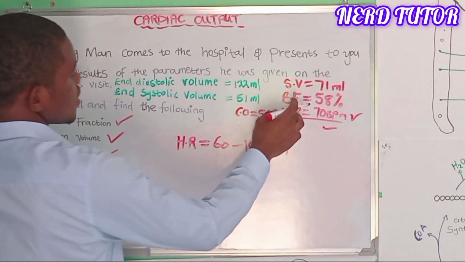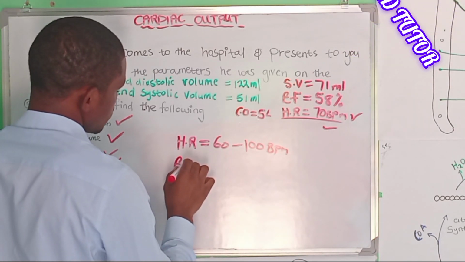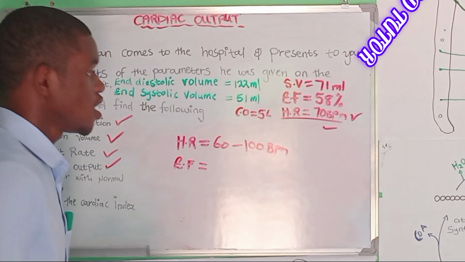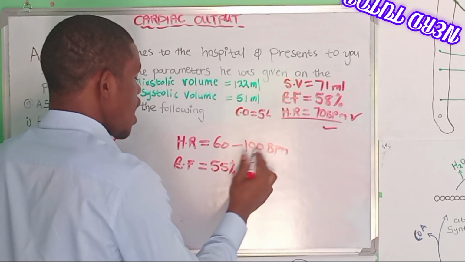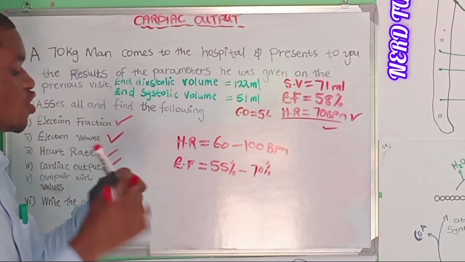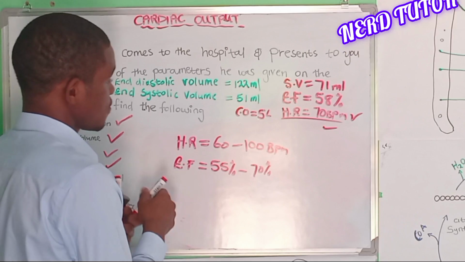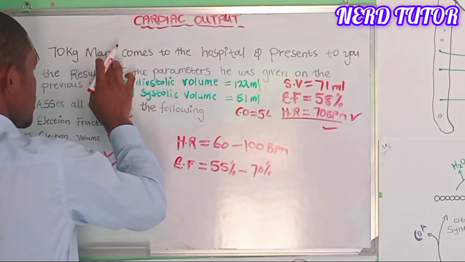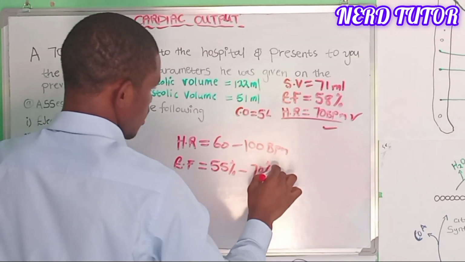What of the ejection fraction? What is the normal range for the ejection fraction? The normal range is from 55, this is in percentage, so 55% to close to 70%. This is the normal range for ejection fraction, 55% at least to 70%. Now let us try to compare again. The ejection fraction that we found for this man, is it falling within the normal range? Yes, it is, because it is 58. So it is just okay.